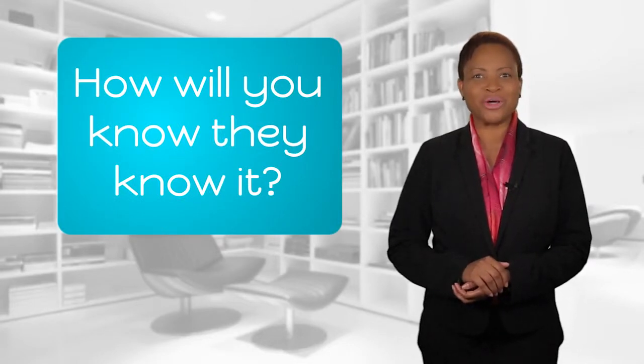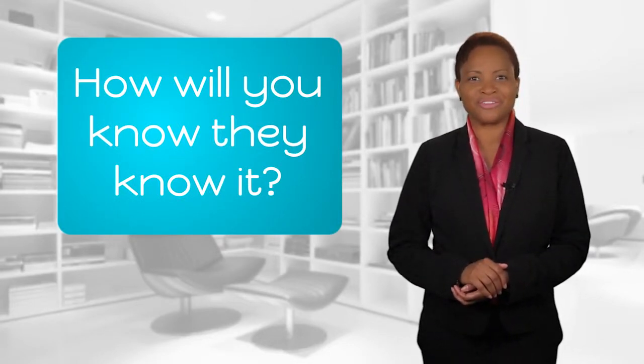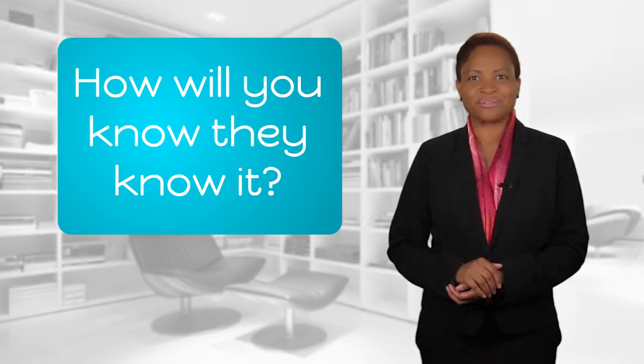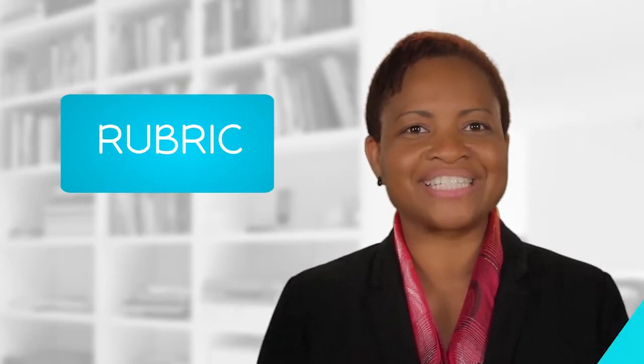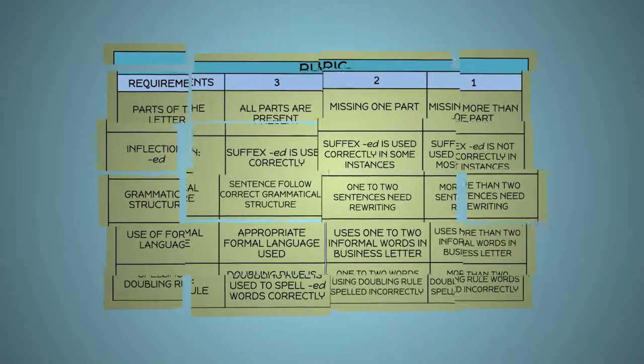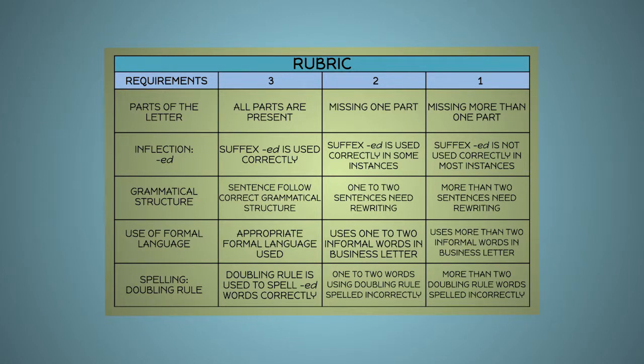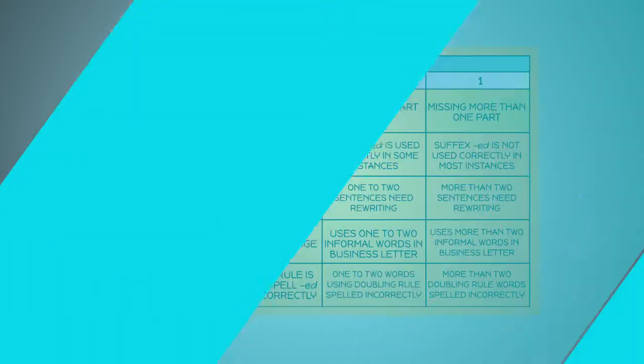How will you know they know it? Look at the goal of the focused work and your learner's needs. When you've considered these things, you can create something that is called a rubric. There is an example in your handout. So, you might pay particular attention to the format of learners' letters. Is there a salutation, all the parts of the body, and a closing? A score of 3 means all parts are included. A score of 2 means one part is missing. And a score of 1 means 2 parts are missing.